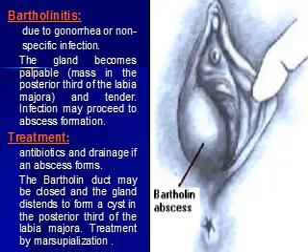Bartholinitis is due to gonorrhea or non-specific infections. The gland becomes palpable as a tender mass in the posterior third of the labia majora. Infection may proceed to abscess formation. Abscess is treated by antibiotics and drainage. Sometimes the Bartholin duct may be closed and the gland distends to form a cyst. This cyst is treated by marsupialization.